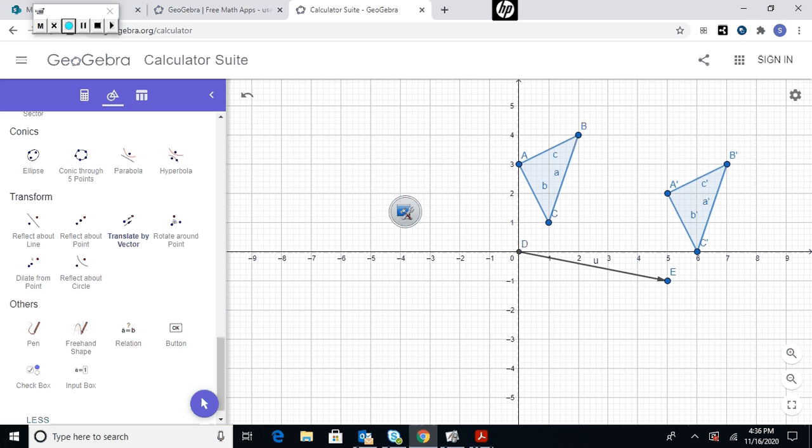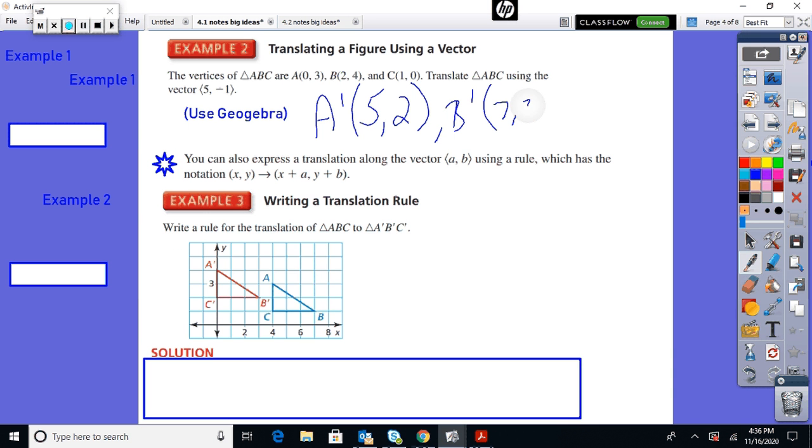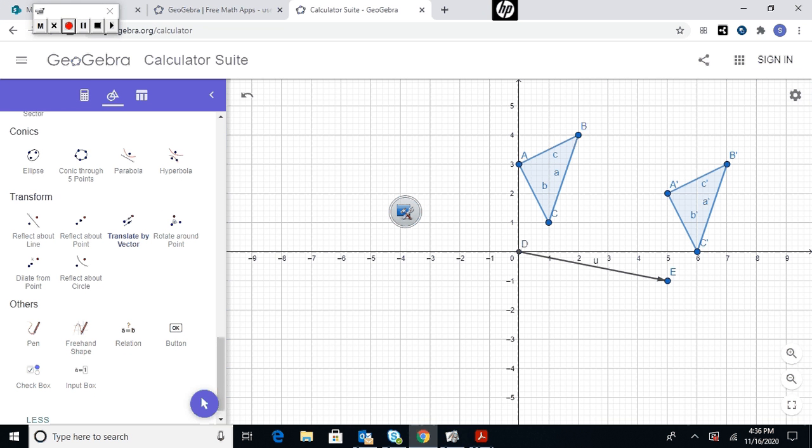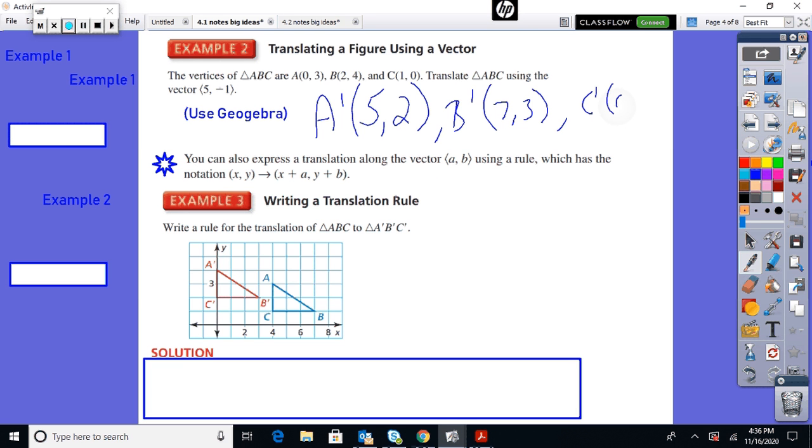B prime is 7, 3. And C prime is 6, 0. All right, now you could also just look and apply this to each of these. So we get to add 5 to the x's and subtract 1 from all the y's, and that'll get you where you need to go as well.